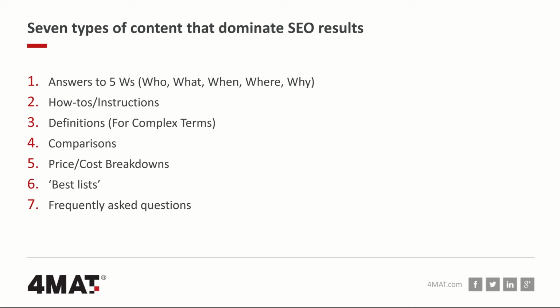How-to instructions, tips and hints, how to create a CV in engineering, for example, for your specific industry, really important. Definitions, we all have acronyms or particular terms within our individual industries that we can write about and explain to potential candidates. Comparisons, price cost breakdowns, a little bit more consumer, but again, best lists, best company to work for, frequently asked questions, again, all stuff that candidates are crying out for and looking for when searching for a new job.